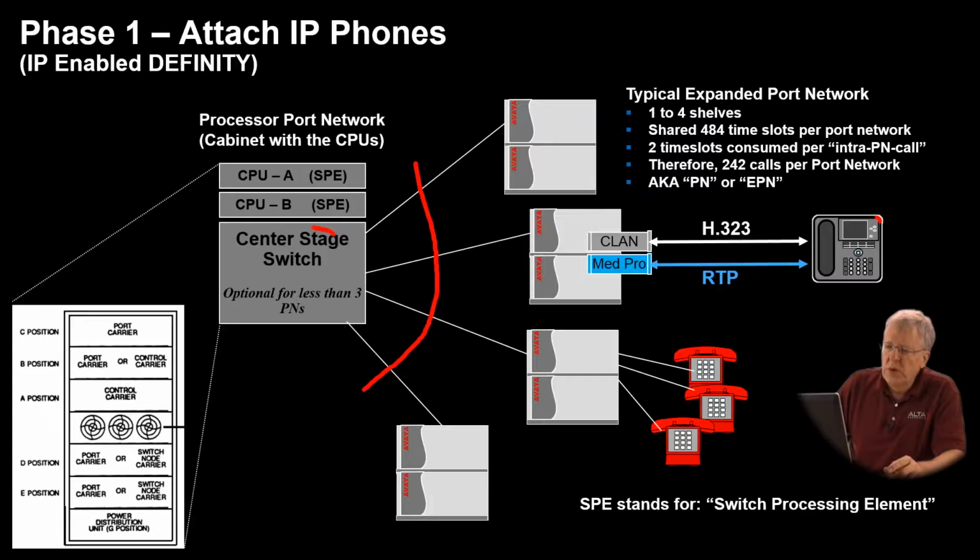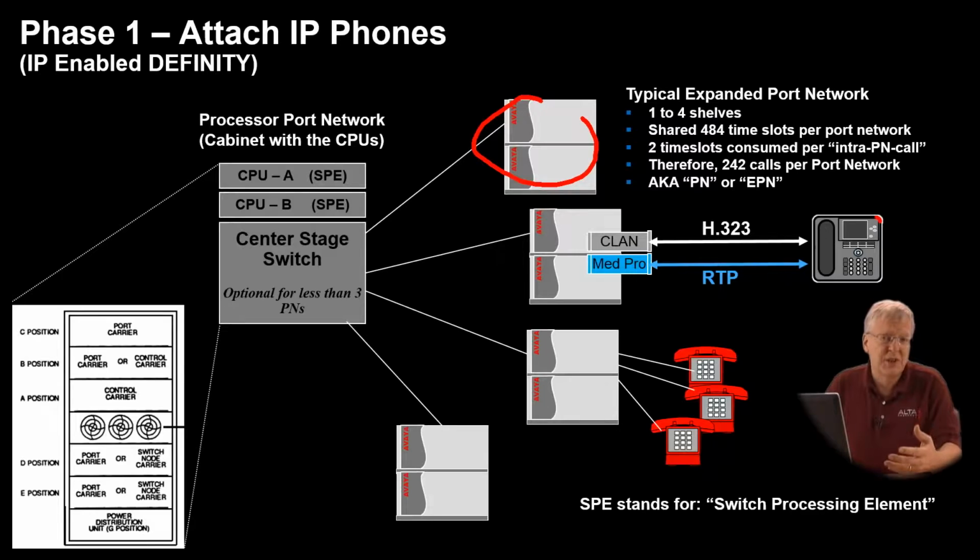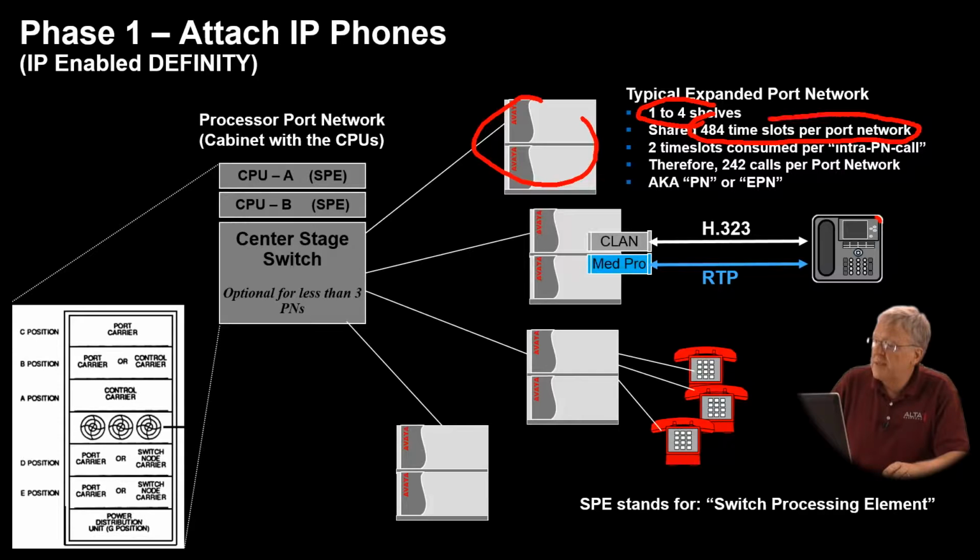The thinking is that you really don't even need a center stage switch if you had less than 3 port networks. And a port network is simply a card carrier that holds the cards to interface with stations and trunks. Some important limitations on this: you could have 1 to 4 shelves per port network, and there was a time slot issue. Only 484 time slots available per port network.